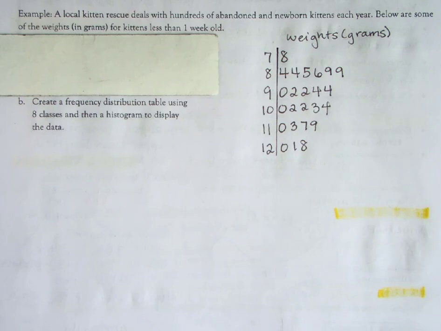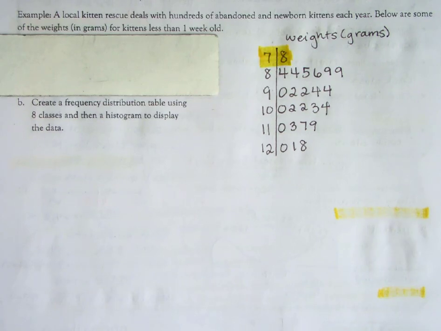Let's create a frequency distribution table using 8 classes and then create a histogram to display the data shown here in a stem and leaf plot. First, we want to be able to determine the class width using the maximum and minimum values and the number of classes desired. Remember that this stem and leaf plot was created using original data.